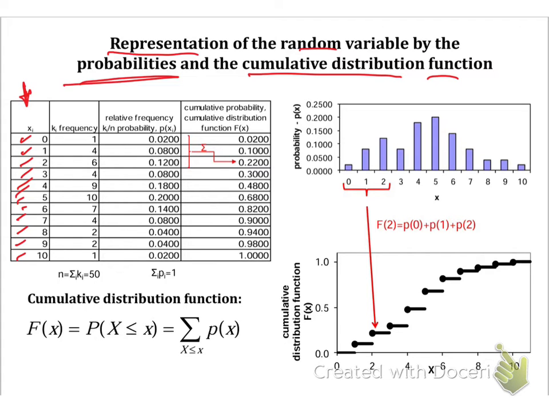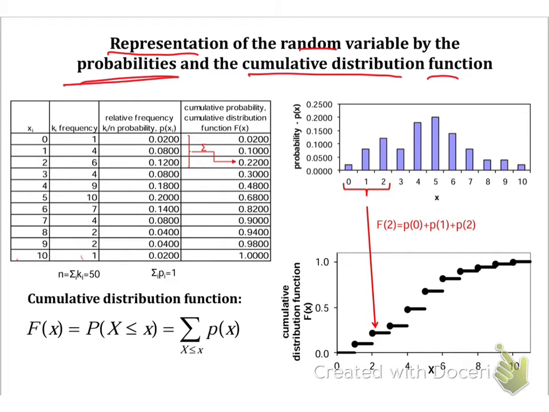When I group or categorize them, I find that 0 appears 1 time. The frequency of 0 is 1 time. The frequency of 1 is 4 times. The frequency of 2 is 6 times. 3 appears 4 times. The 4 appears 9 times, and so on. 8 appears 2 times. 10 appears 1 time. So this is called the frequency: how many times it appears.